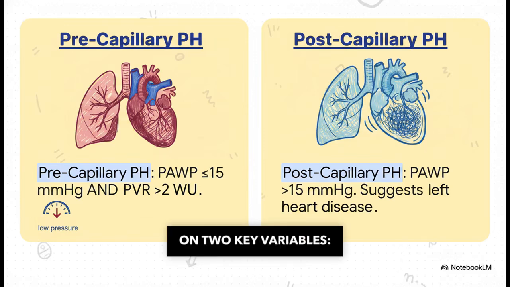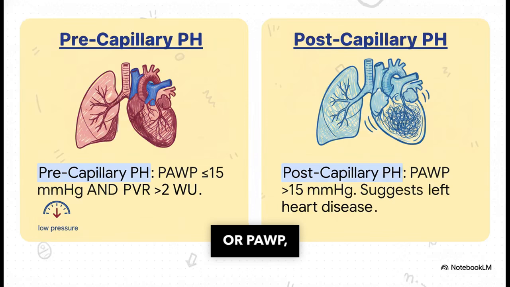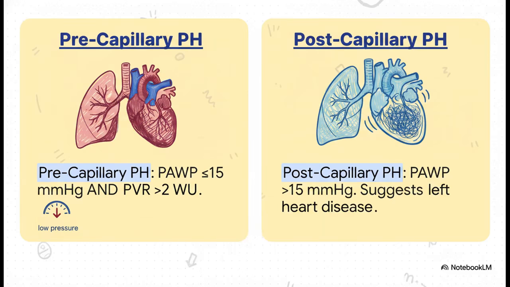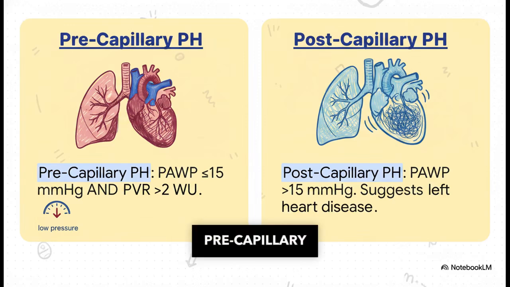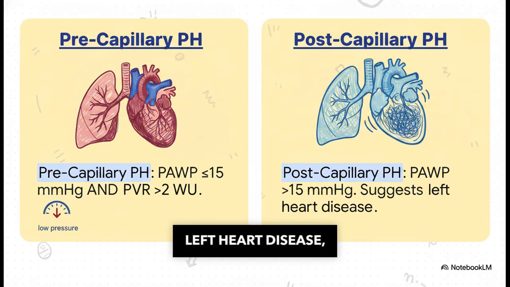It all hinges on 2 key variables, the pulmonary arterial wedge pressure, or PAWP, and the pulmonary vascular resistance, PVR. You can see here, pre-capillary PH is all about a low PAWP and a high PVR. On the other hand, post-capillary PH, which really points us towards left heart disease, is defined by an elevated PAWP.